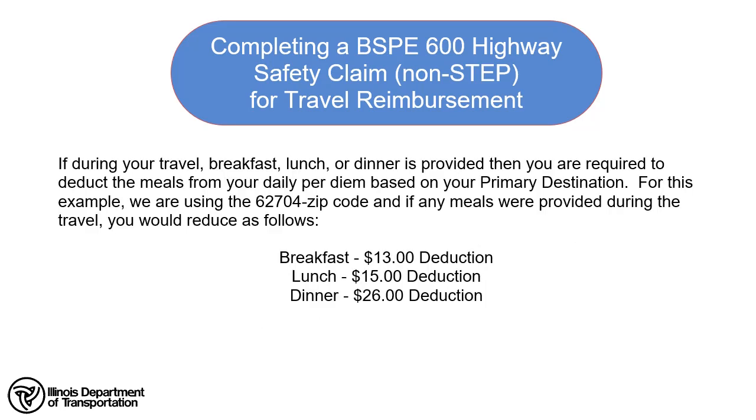If during your travel, breakfast, lunch, or dinner is provided, then you are required to deduct any provided meals from your daily per diem based on your primary destination. For this example, we are using the 62704 zip code, and if any meals were provided during the travel, you would reduce the per diem as follows. Breakfast, a $13 deduction. Lunch, would be a $15 deduction. Dinner, would be a $26 deduction.